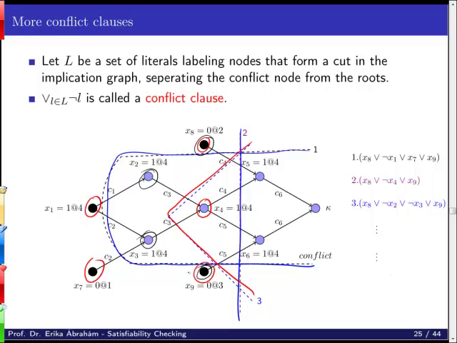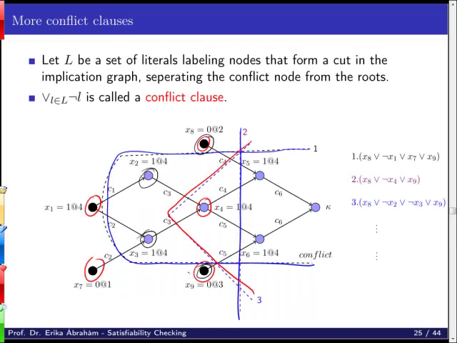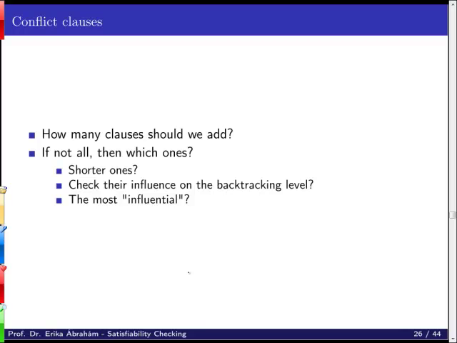So the nearer to the conflict, the better, and the smaller, the better, and it should be asserting. It should contain only 1 literal at the last decision level. Then I can make the best use of it. Then it is cheap to generate, and it will give me immediately after undoing the last level, or some levels, some new piece of information and the new implication. So we can say what we want to have here is shorter ones are always better, but the inference on the backtracking level is the most important thing. It should be asserting, and it should imply that one decision, or at least one assignment, will be flipped.